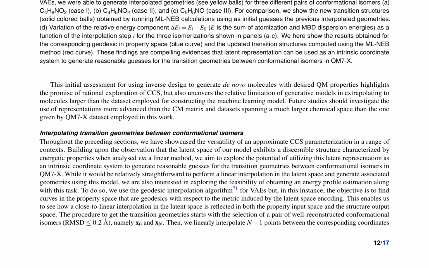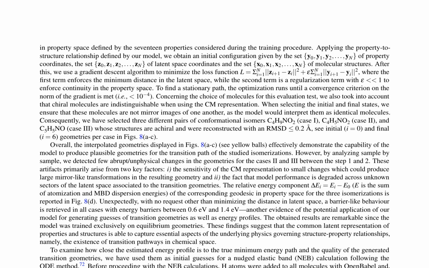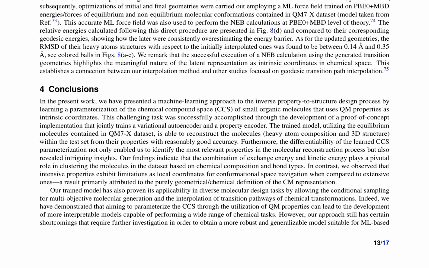As researchers delve deeper into this area, they must address the challenges posed by larger molecules and strive to develop more sophisticated models capable of capturing complex transformations accurately. The property-to-structure relationship defined by the model is applied to generate initial configurations for molecular structures. This process utilizes a gradient descent algorithm that minimizes a loss function, ensuring continuity in the property space. The results demonstrate the model's capability in producing plausible geometries for transition paths of isomerizations.